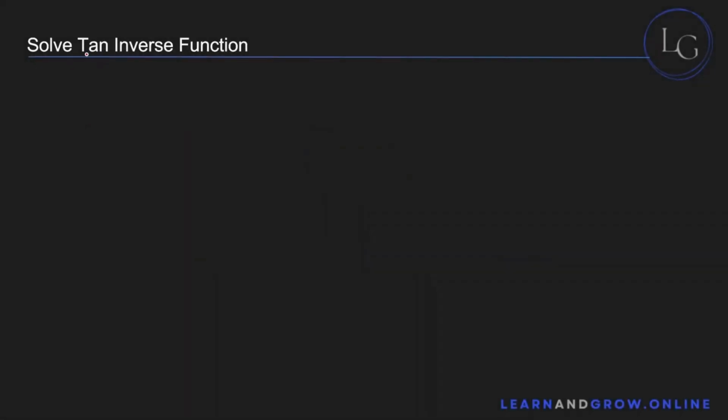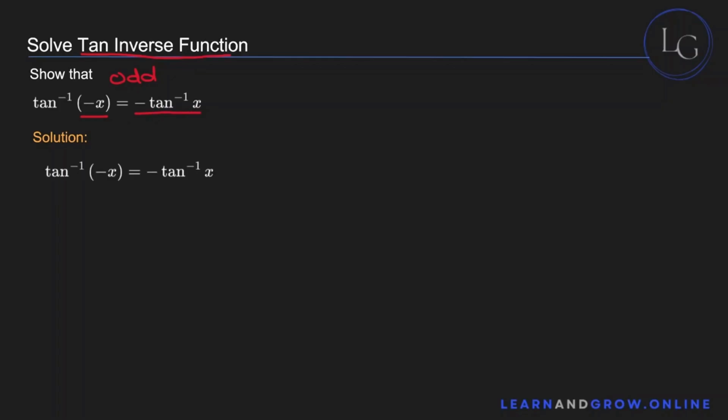Now let's solve the tangent inverse function. Very simple. We need to prove that the tangent inverse function is an odd function, meaning that tangent inverse of minus x is equal to minus tangent inverse of x. So the first thing you do is you take this minus tangent inverse of x to the left hand side, not just the tangent inverse function, the entire thing. So now we need to prove this. So let's see how the left hand side becomes equal to 0.